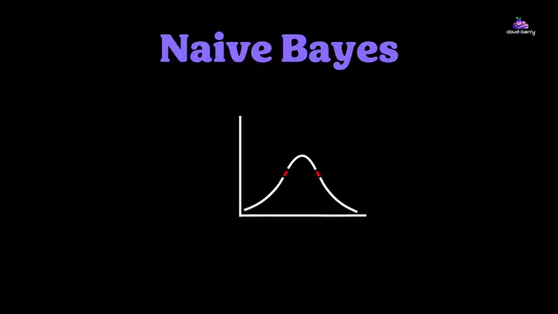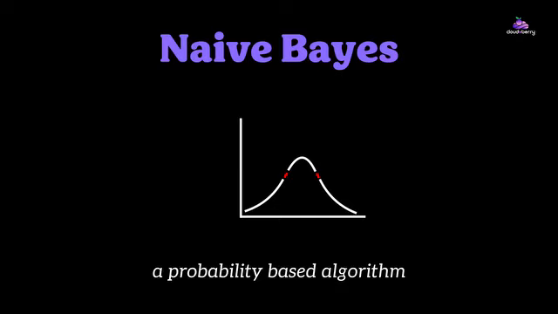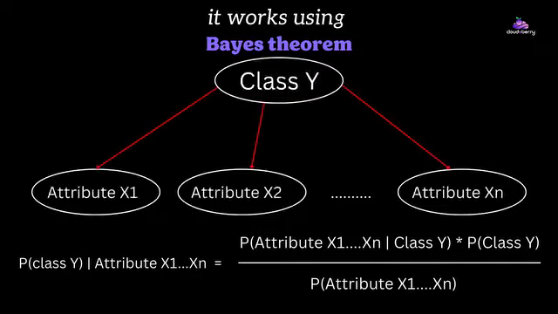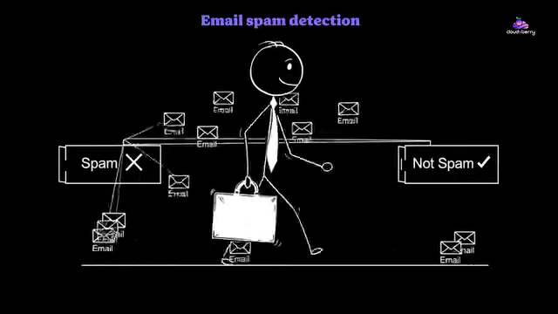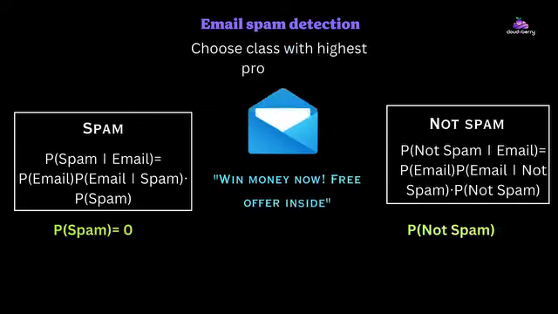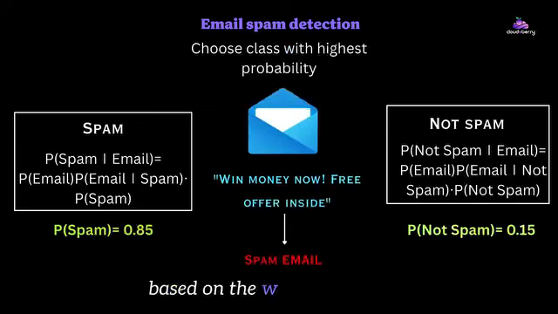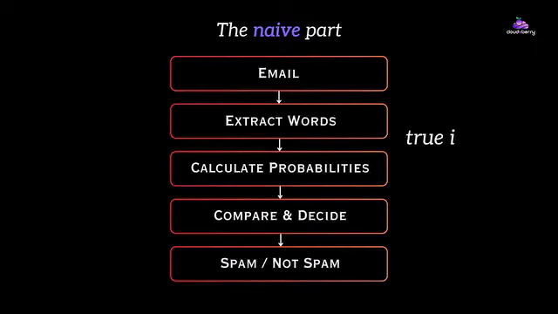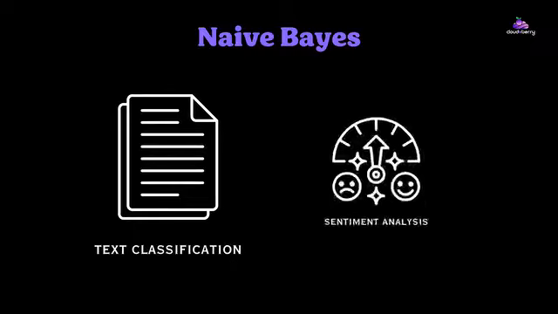Finally, we have naive Bayes, a probability-based algorithm that is surprisingly powerful. It works using Bayes' theorem to calculate the probability that a data point belongs to a particular class. For example, in email spam detection, it calculates the probability that an email is spam based on the words it contains. The naive part comes from the assumption that all features are independent, which is not always true in real-world data. However, despite this assumption, naive Bayes performs extremely well in many applications, especially in text classification and sentiment analysis.